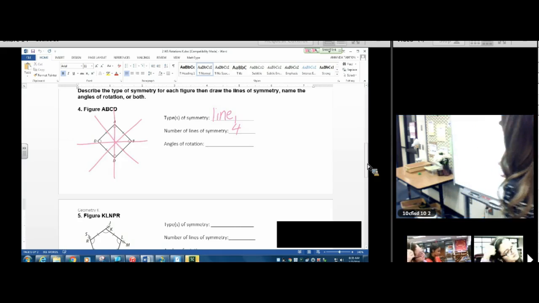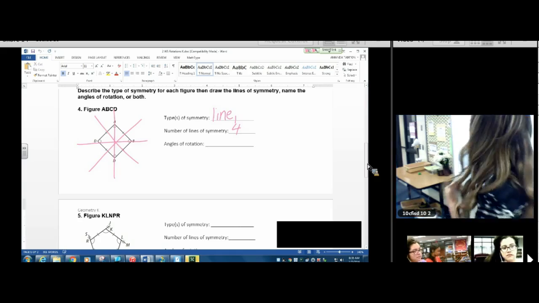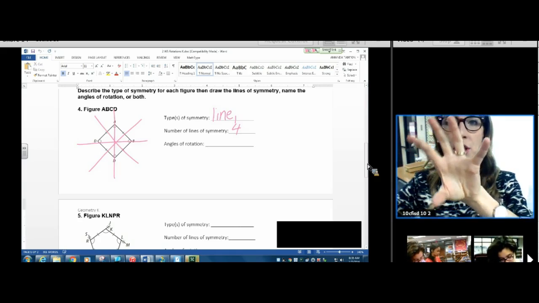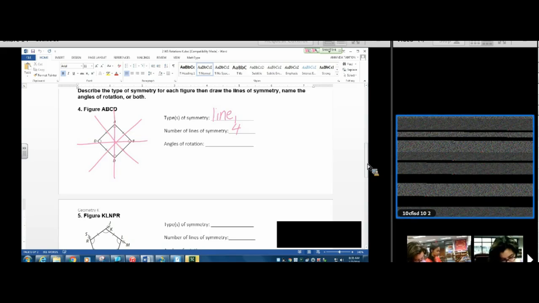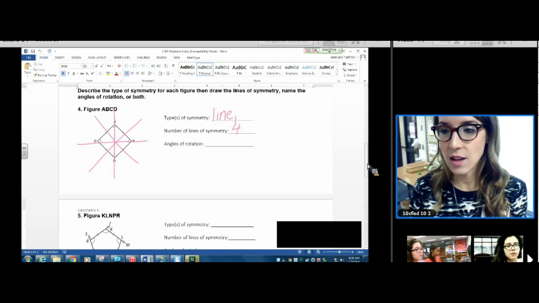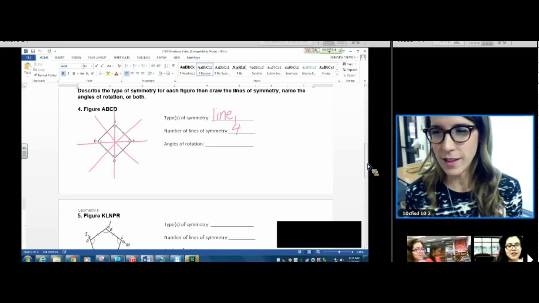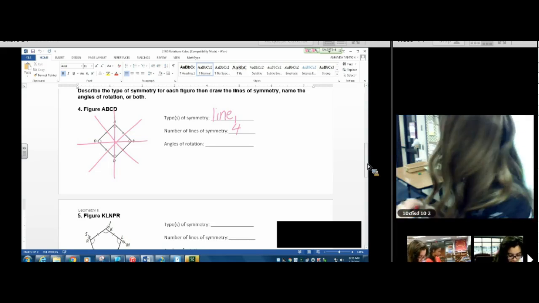Okay. Angles of rotation. So does it have rotational symmetry? I want you to picture the shape, and I want you to turn it. When you turn it, does the shape land on top of itself? Is it congruent to how you started, except for the letters? You know what I mean? The orientation.